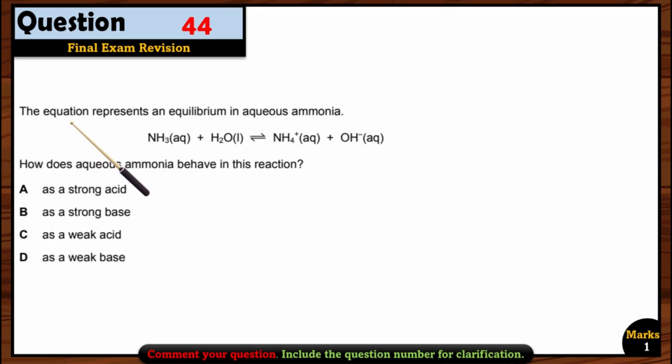Question 44. The equation represents an equilibrium in aqueous ammonia. How does aqueous ammonia behave in this reaction? If you look at the reactant, we have NH3, but in the product, the same ammonia is changed to ammonium ion. It has gained the proton, so it's a proton acceptor. And a proton acceptor is always a base. So ammonia is a base, but not a strong one. It's always a weak base. So that's why option D is correct.